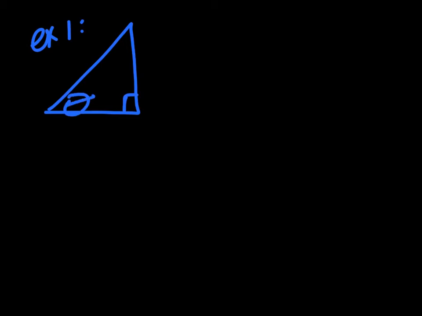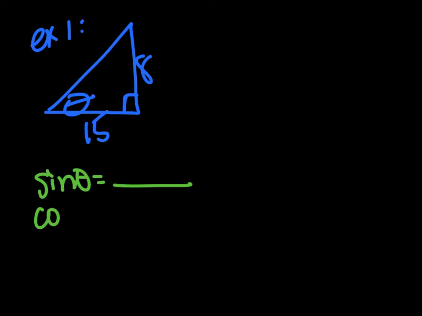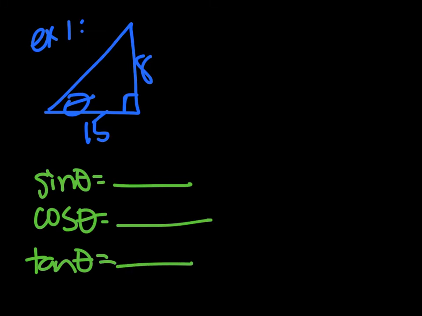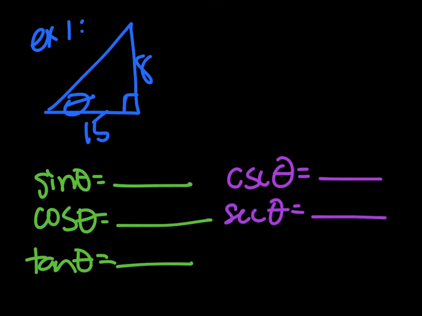Now let's go ahead and do some examples. In example 1, I have a right triangle and a theta, and my sides are 15 and 8. I want to find my sine ratio, my cosine ratio, my tangent ratio, and then I'm going to find my cosecant ratio, my secant ratio, and my cotangent ratio. In order to do that, I'm going to need to find this side right here.